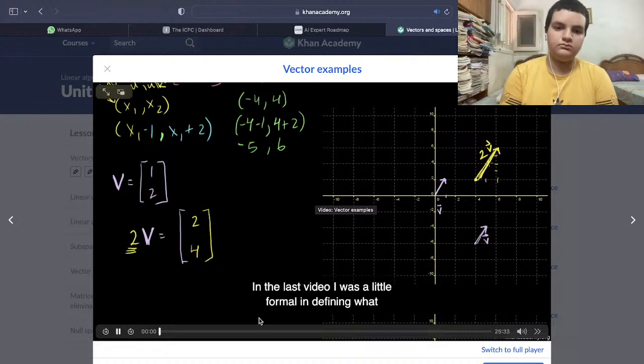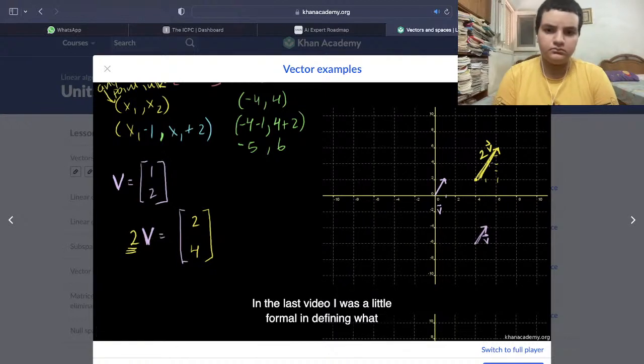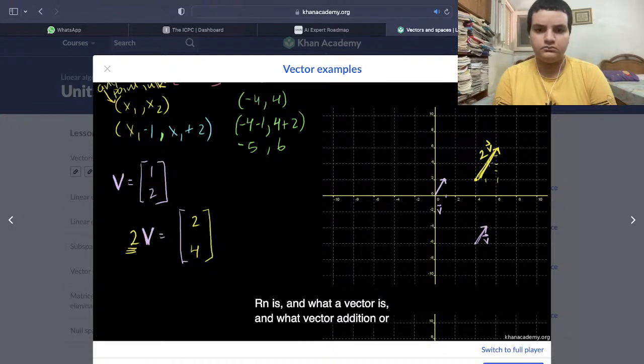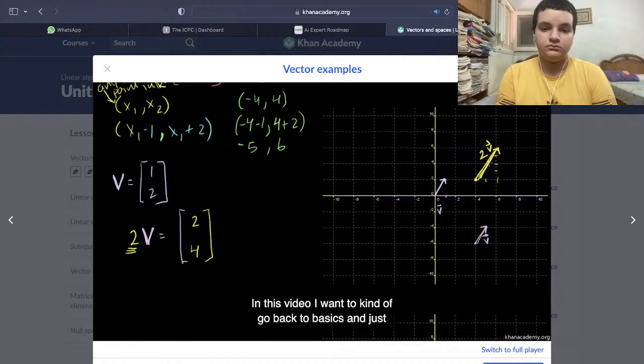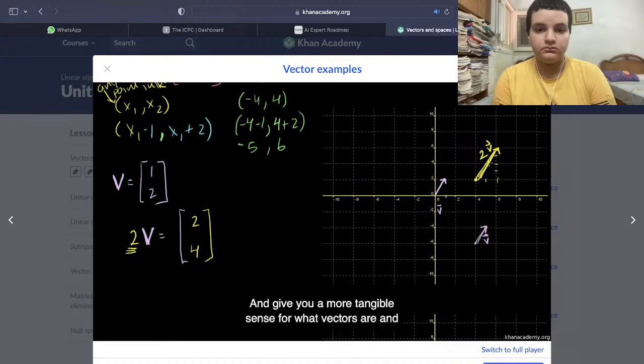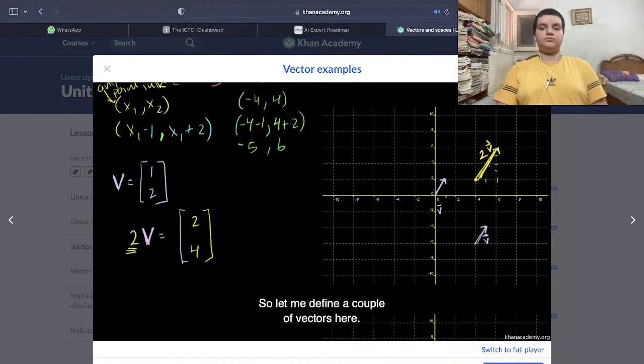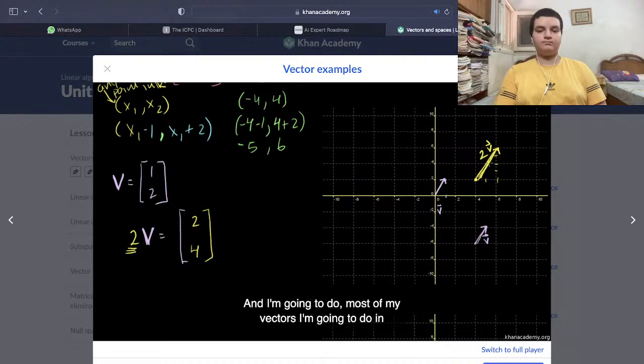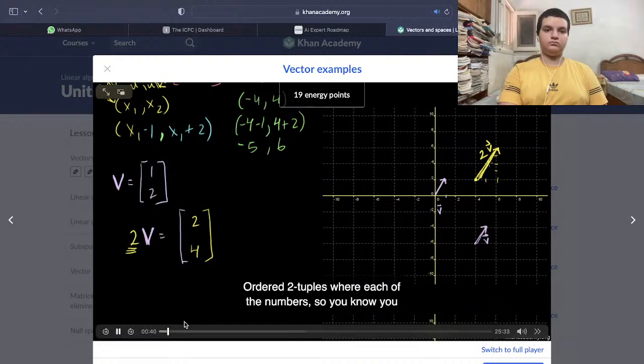In the last video, I was a little formal in defining what Rn is and what a vector is and what vector addition or scalar multiplication is. In this video, I want to go back to basics and just give you a lot of examples of vectors and how we operate with them. So let me define a couple of vectors here. Most of the vectors I'm going to do in this video are going to be in R2, and that's because they're easy to draw. R2, remember, was the set of all ordered 2-tuples.